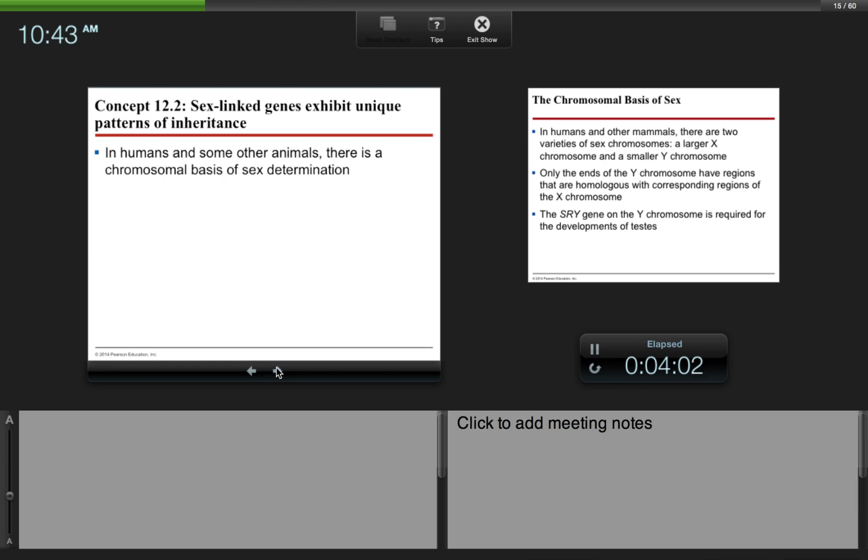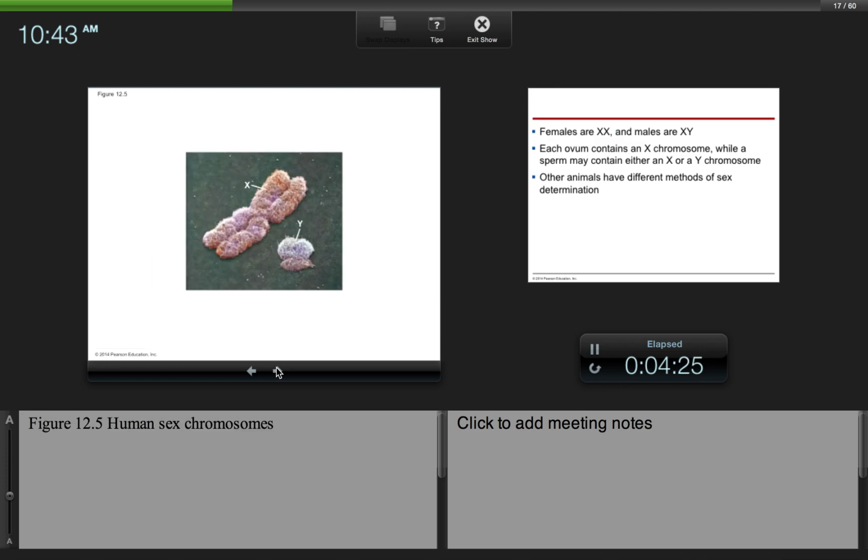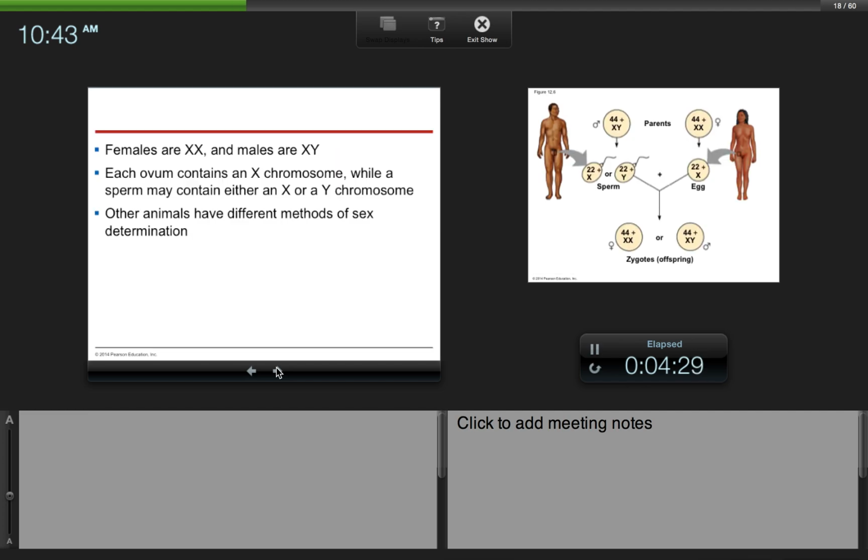In humans and some other animals, there's a chromosomal basis of sex determination. In humans and other mammals, there are 2 varieties of sex chromosomes, a larger X chromosome and a smaller Y chromosome. Only the ends of the Y chromosome have regions that are homologous with corresponding regions of the X chromosome. The SRY gene on the Y chromosome is required for the development of testes. So here's the much larger X chromosome versus the Y chromosome. Females are XX, males are XY.